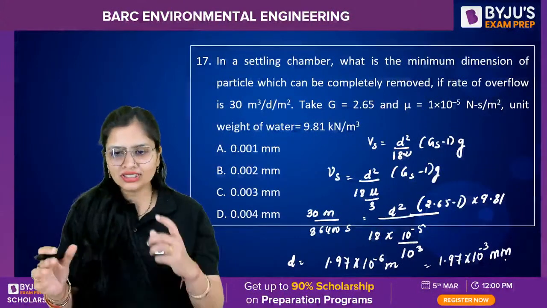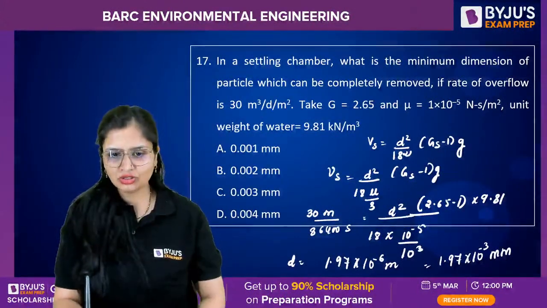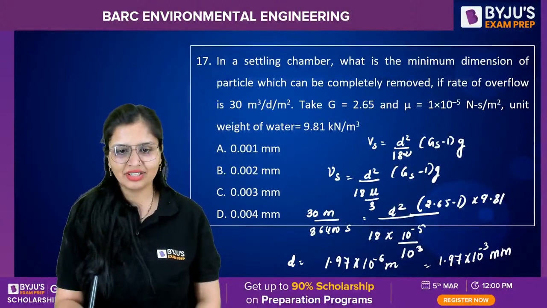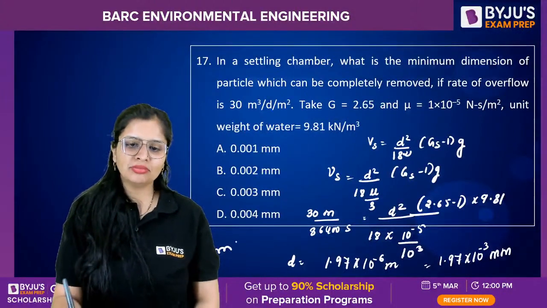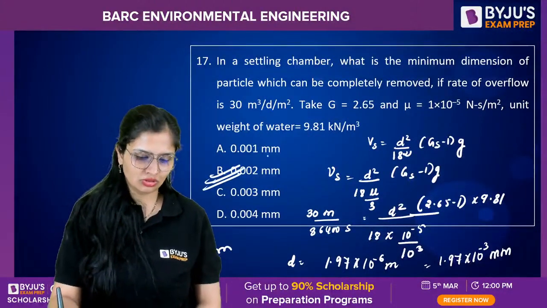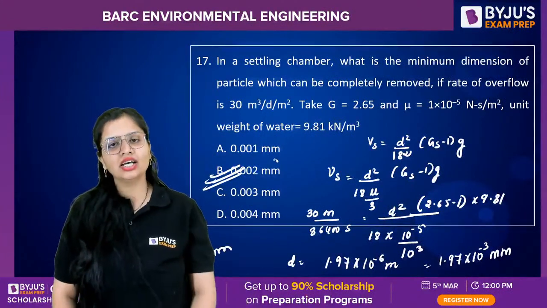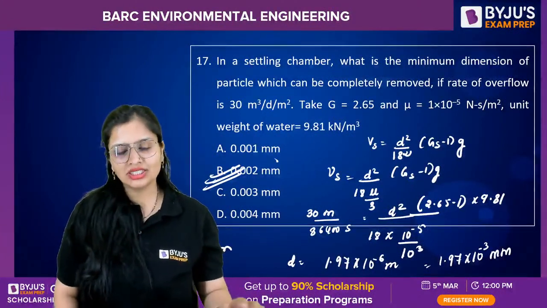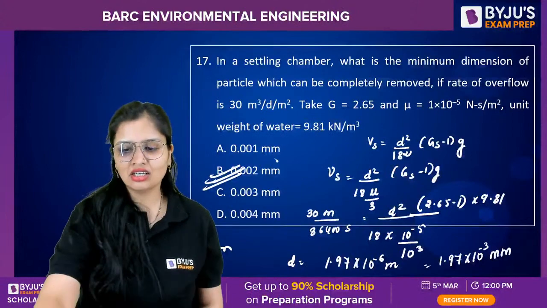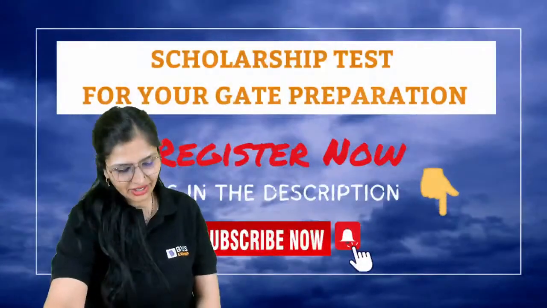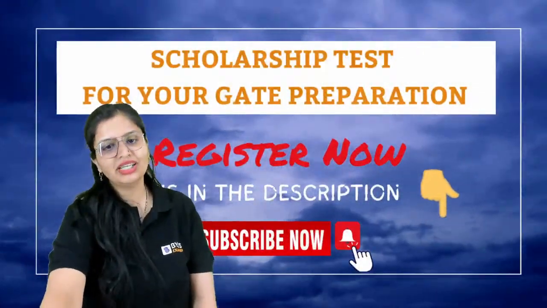So approximately it is coming like 0.00197 mm. So approximately it is close to that. Clear? So this is it guys. If you are interested, you can guess. Yes, Govind, it is B.